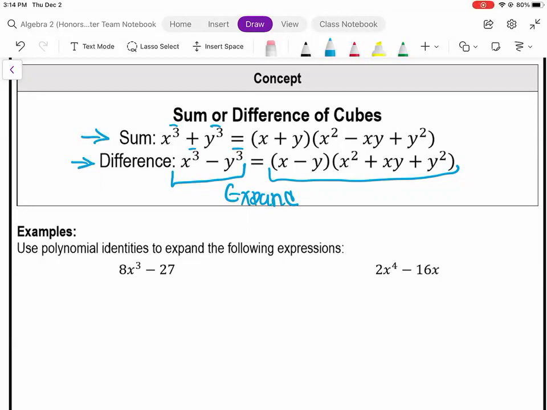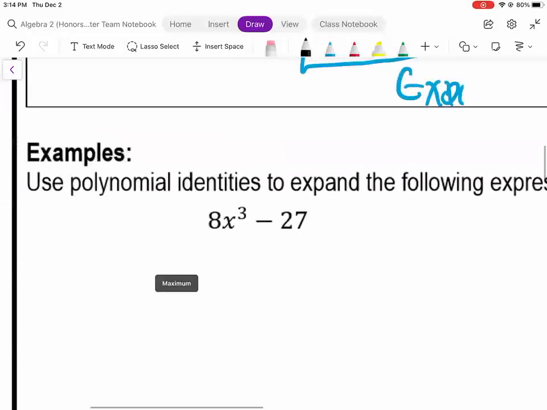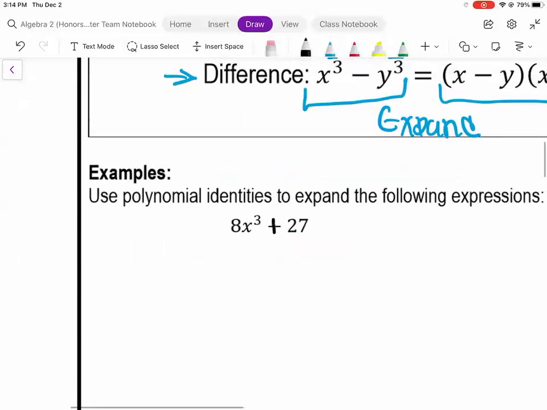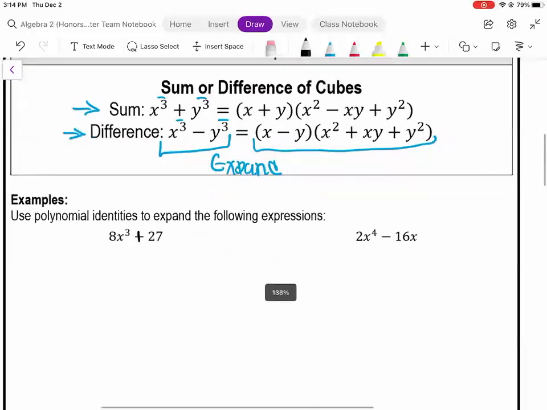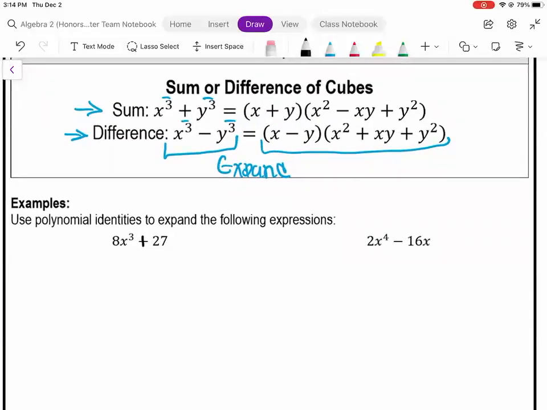All right. So now I made a typo, so just make sure you fix it. That should be a plus. So question number 1 is asking me to expand 8x to the power of 3 plus 27, which means I'm going to be using sum of cubes.